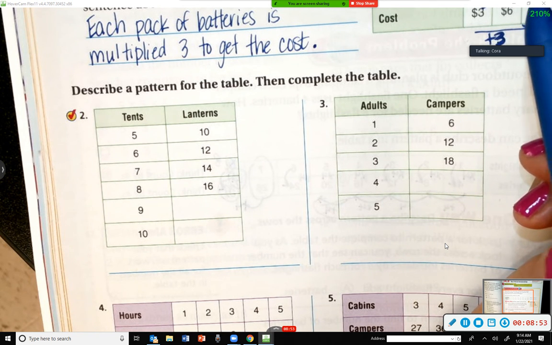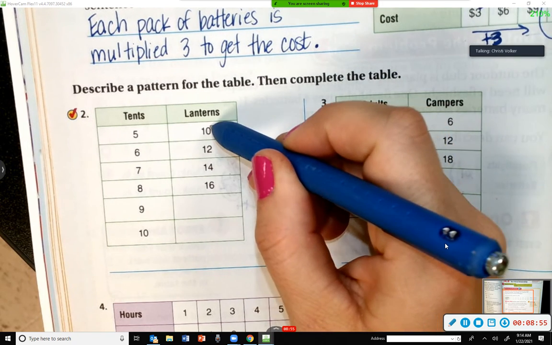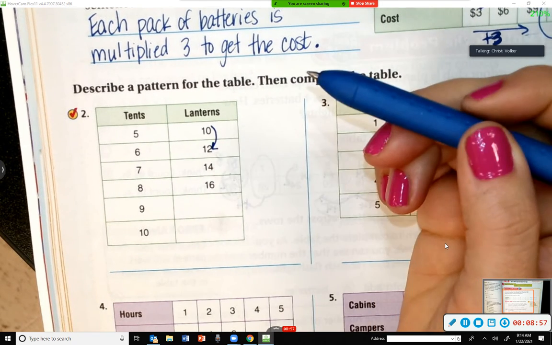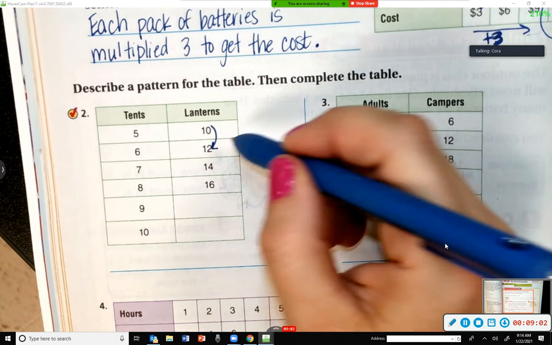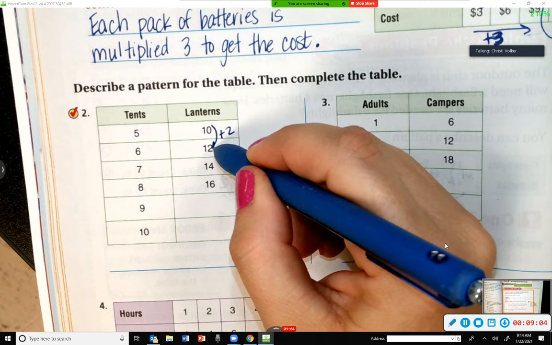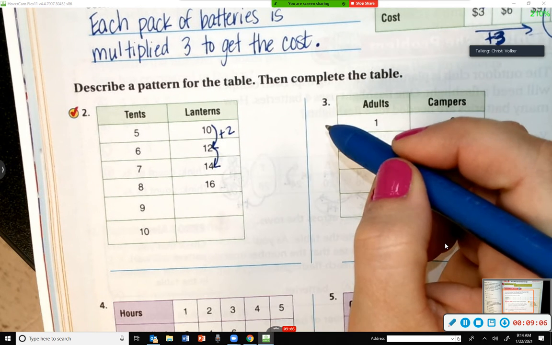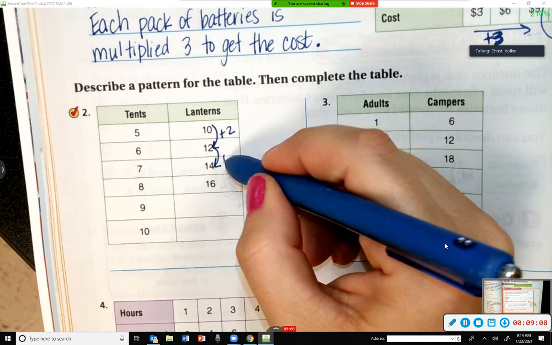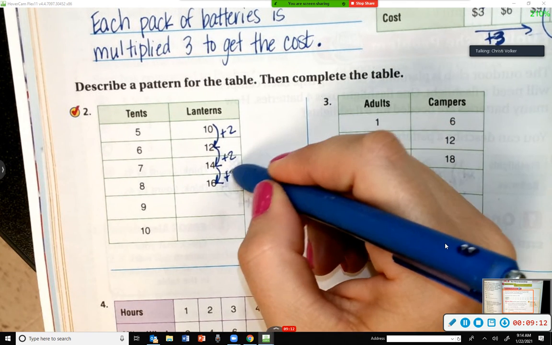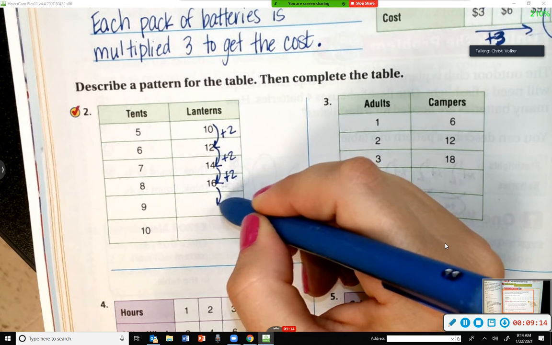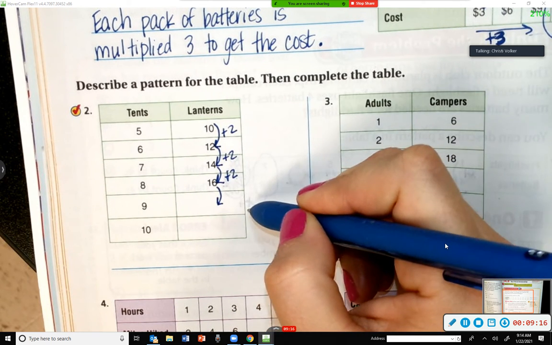Oh, no. So going down from 10 to 12, what happened? I added 2. Added 2, okay. So from going from 12 to 14, is it still adding 2? Yes. 14 to 16? Yes. So how am I going to find this next number? Add 2.